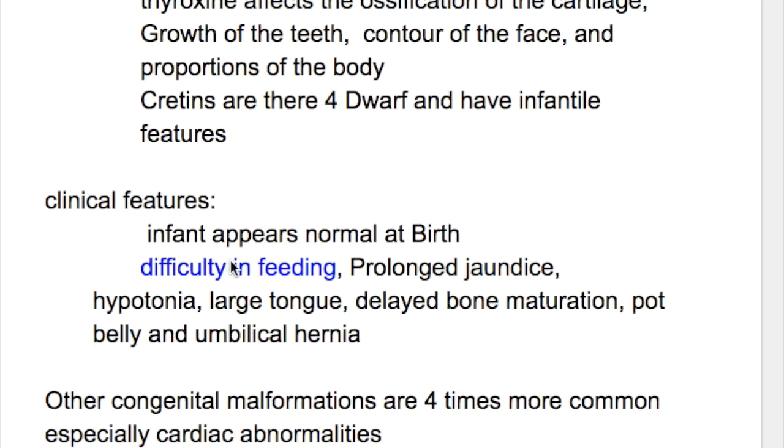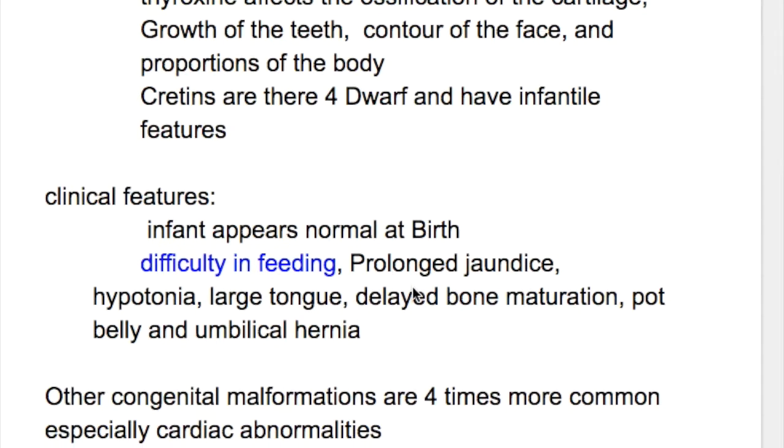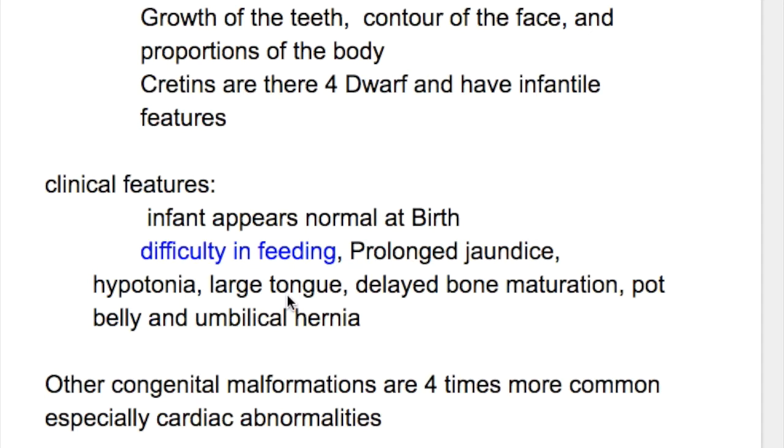Infants appear normal at birth, but they have difficulty in feeding with prolonged jaundice, hypotonia, large tongue, delayed bone maturation, and pot belly and umbilical hernia.